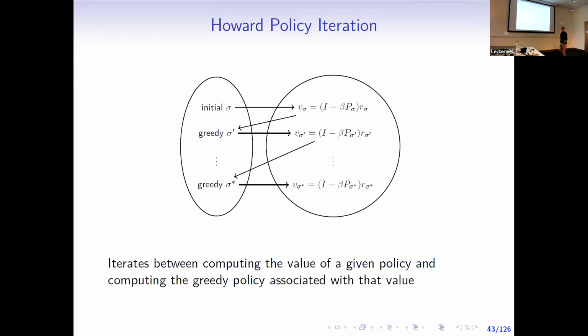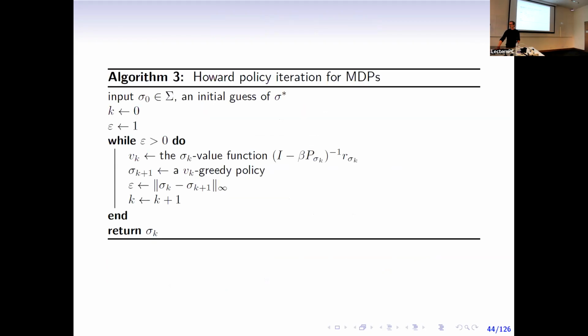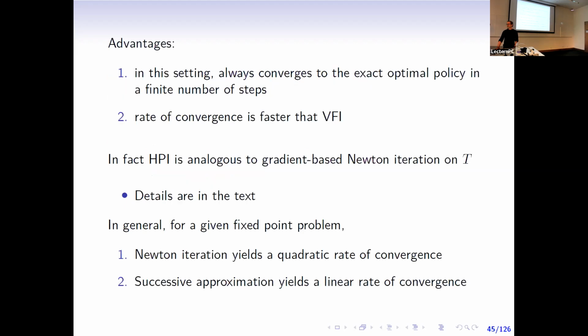Now, why does it converge and what sort of properties does it have? This is just the same thing written algorithmically, but I'm not sure it adds anything. It's just saying exactly the same thing. Okay, let's go to a picture.